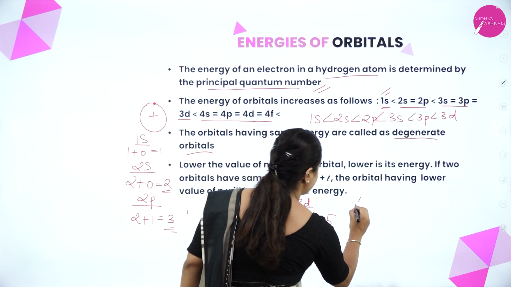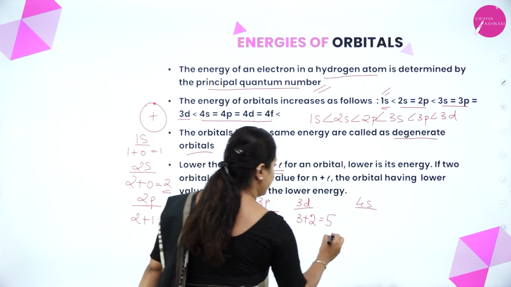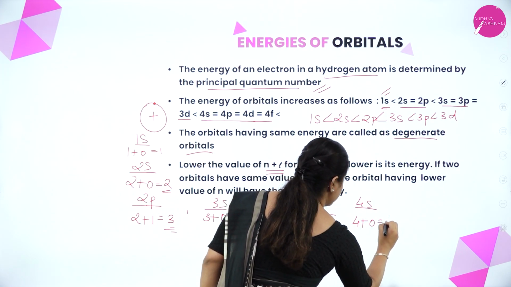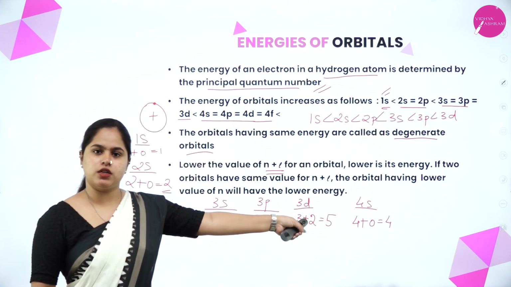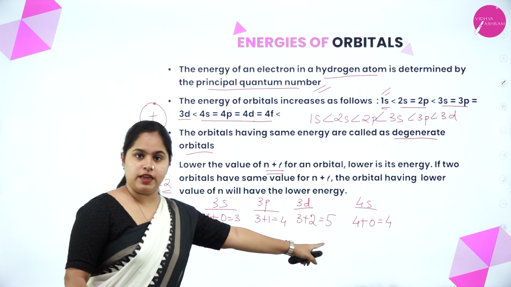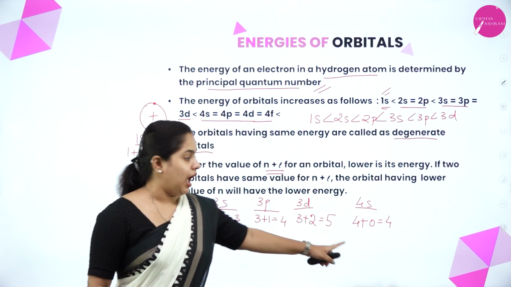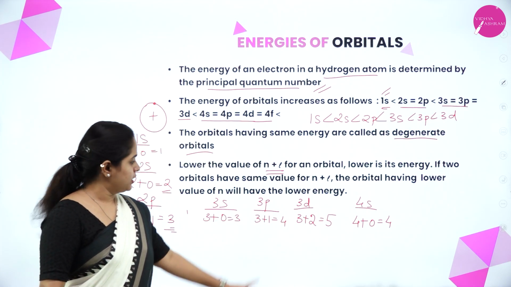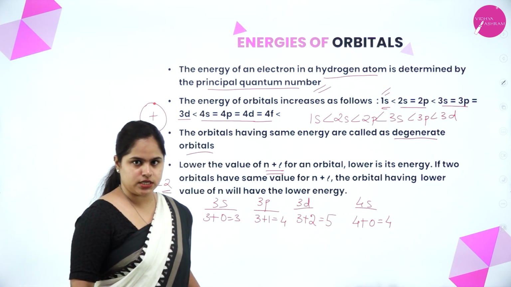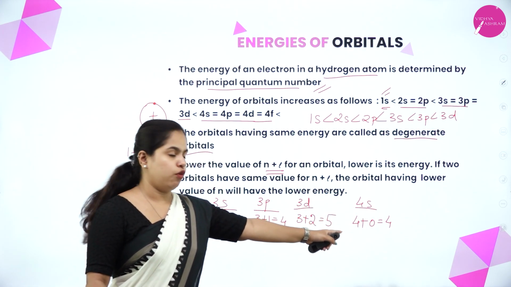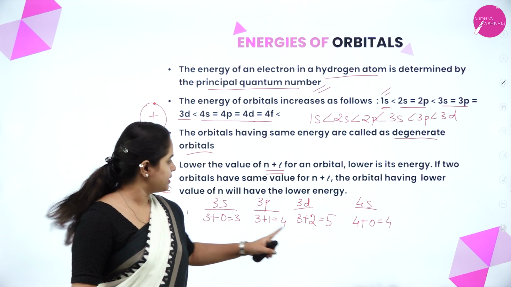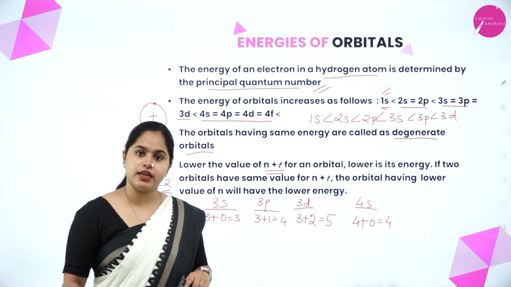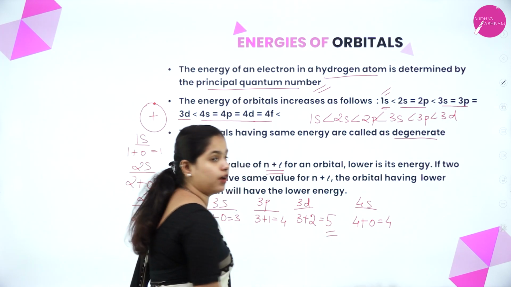For 4s, what is the n plus l value? It is 4 plus 0, that is 4. Now there is a slight problem here. 3d is 5, 4s is 4. And also there is another problem. 3p is also having value 4. So considering 3p and 4s, which will be having higher energy? 4s will be having higher energy, right? And considering 3d and 4s, which will be having higher energy? It will be 3d because the value is 5, right?